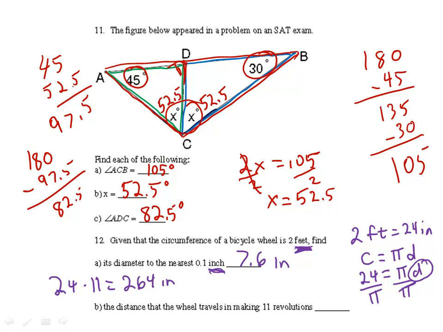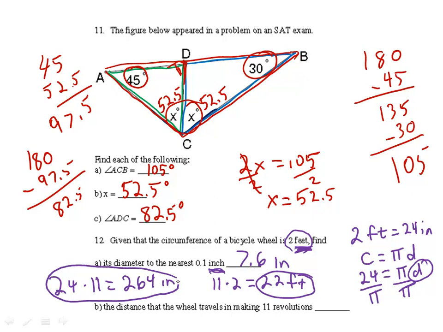Or you don't have to do it that way. You know that the circumference is 2 feet, so you could just put it in feet. Here you have the freedom to do it either way because they did not specify which it should be. So there are actually two answers that would be acceptable here, in inches and in feet. Either one of those is fine.